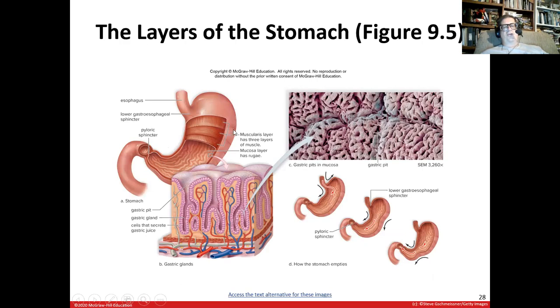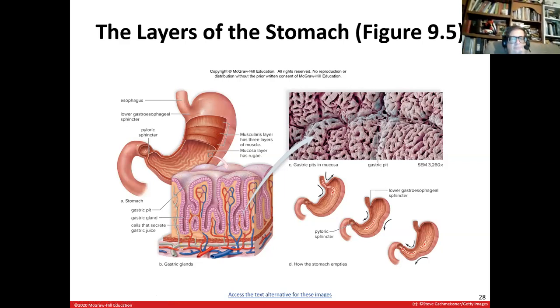This big curve along the stomach, that's the greater curvature. This curve here is the lesser curvature. This is where that lower esophageal sphincter is. Some people call it the cardiac sphincter because of heartburn when it fails. And next to the fundus, this area right here is called the cardiac region.